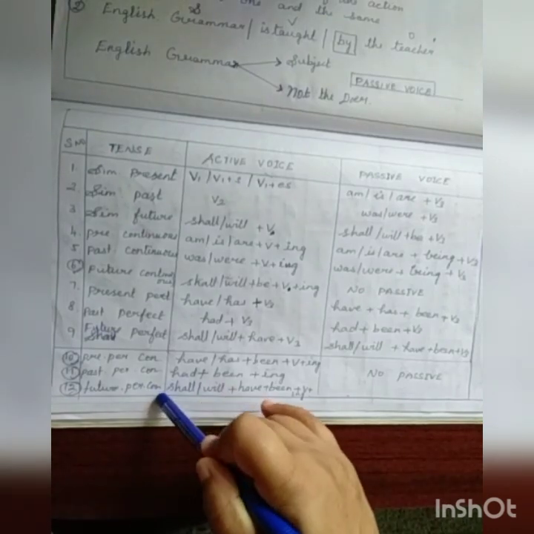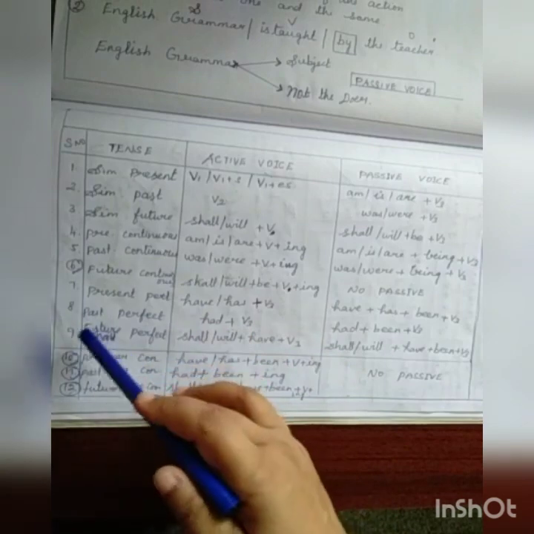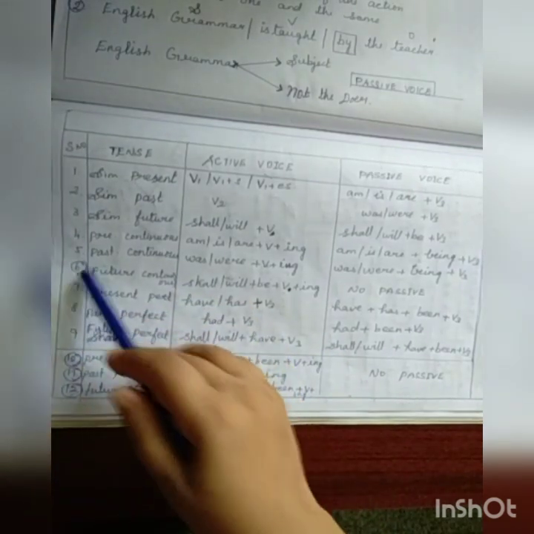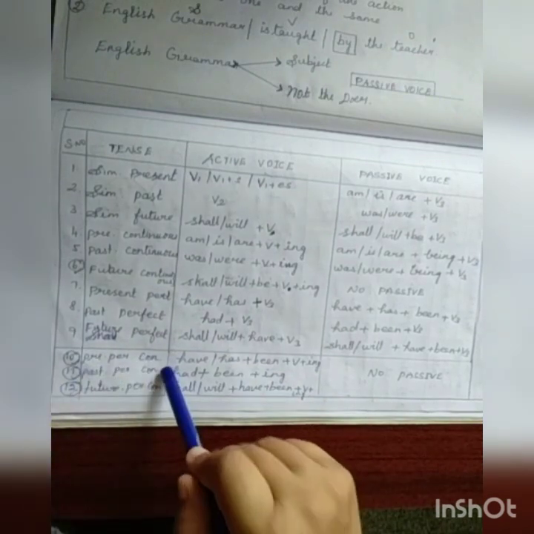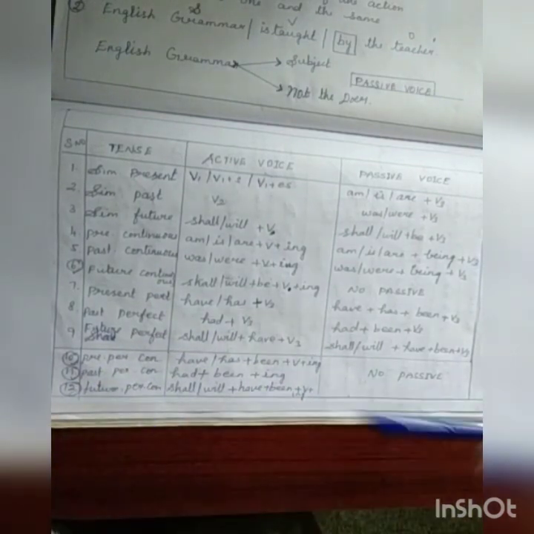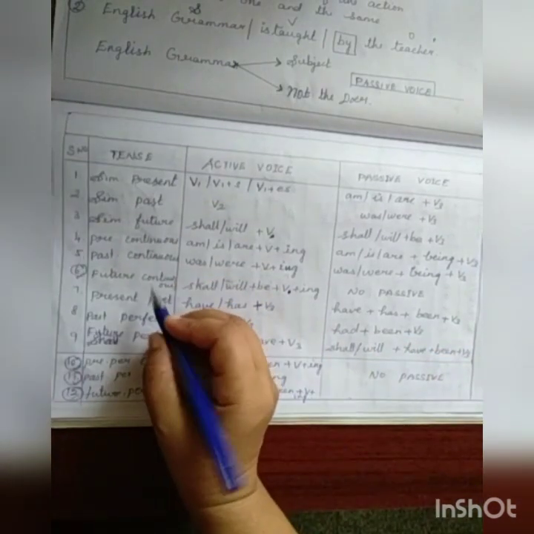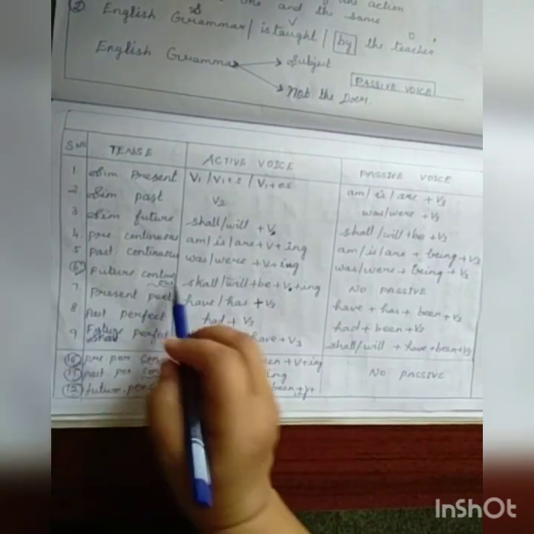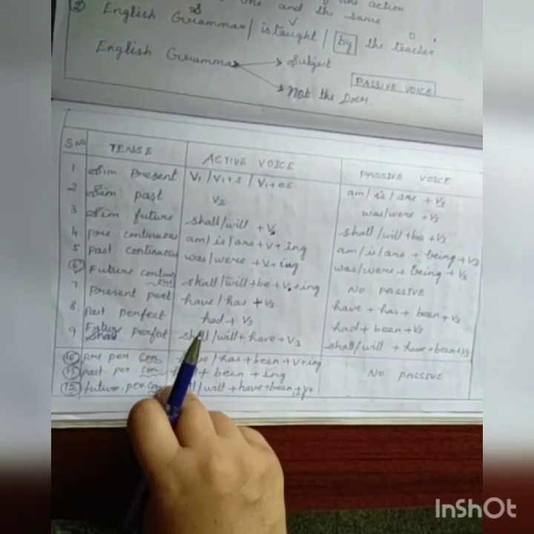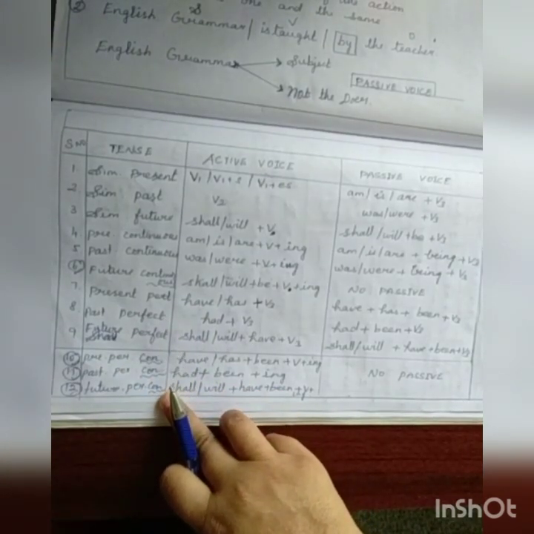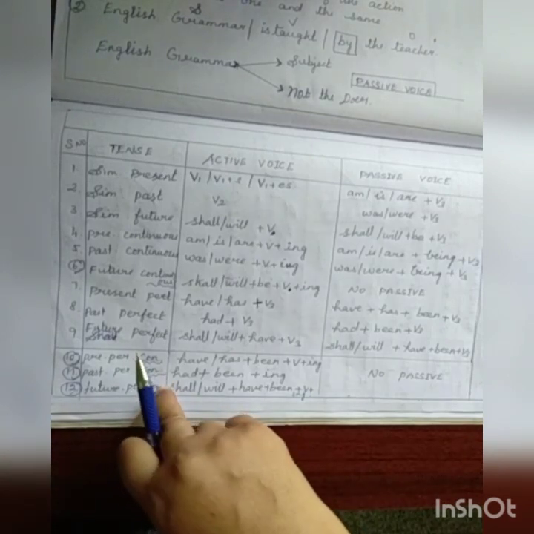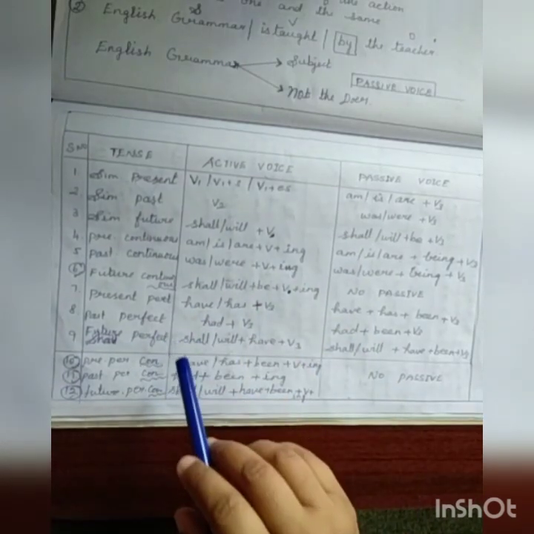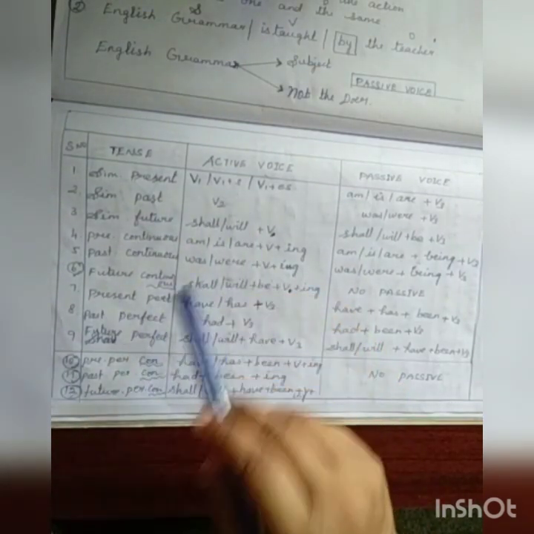Okay, so we haven't used four tenses which are future continuous, present perfect continuous, past perfect continuous, and future perfect continuous. Okay, these are continuous tenses. Remember that all four continuous tenses, we are not going to use these tenses in converting active to passive. Now we will see examples of each of the eight of them to make things clearer.